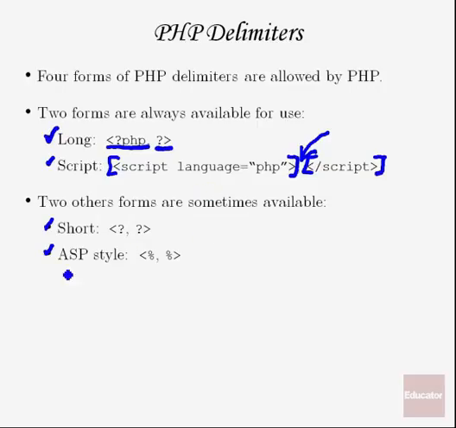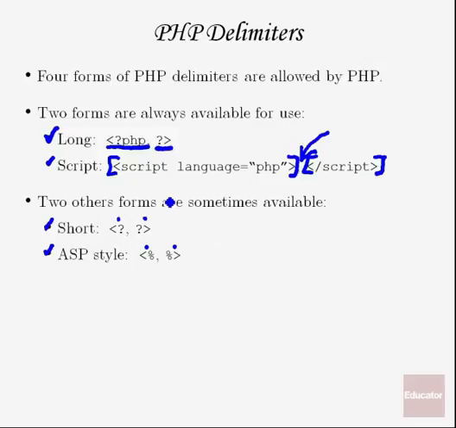That's opposed to the short style, or the short form, and the ASP style, which are shown here. These are the opening tags for those forms, and the closing tags. The reason the short tags and the ASP style tags are only sometimes available is that you can configure PHP to allow the use of these tags or not. So for example, you can configure it to allow short tags and maybe not allow ASP tags.